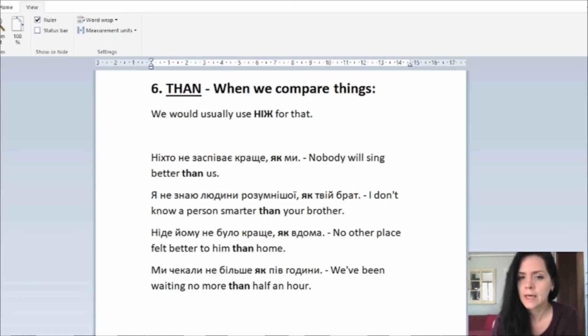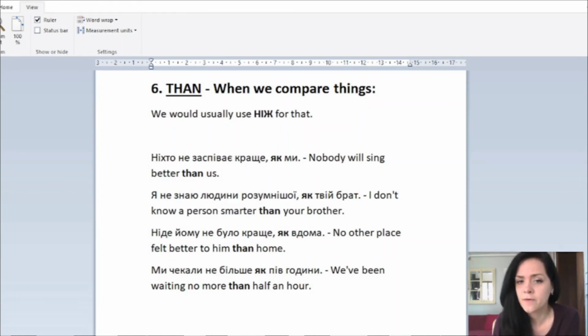And the final point of our today's video is then. Another meaning for як. So we could use як and mean then when we compare things. Because that's when we use then, right? When we compare things. So usually, normally, most often in Ukrainian, we would use the word ніж. Ніж means then. That's the best, the most precise translation in Ukrainian for then, but sometimes if we feel like that, we can use як instead.